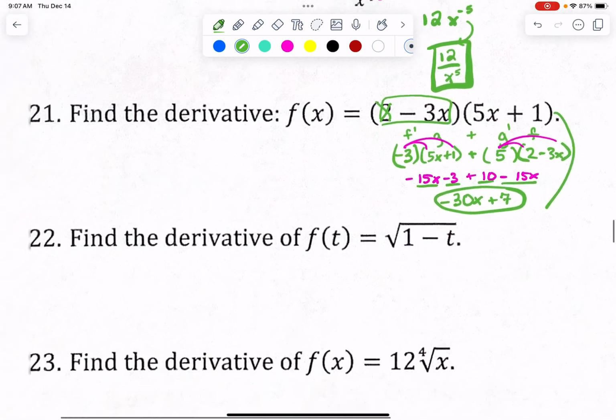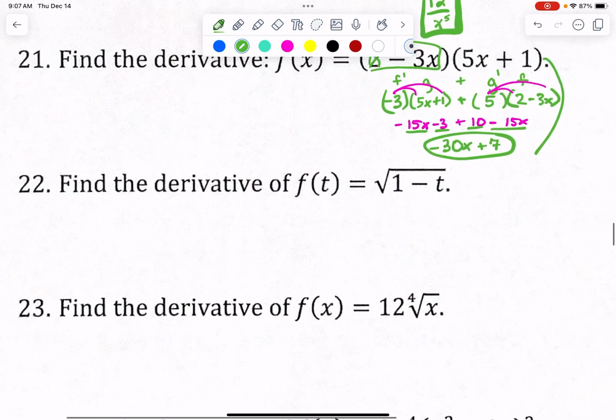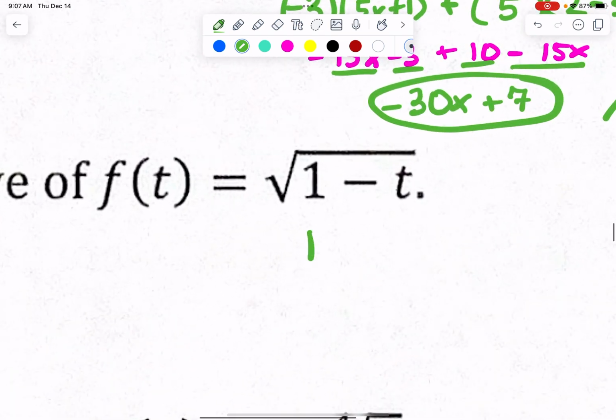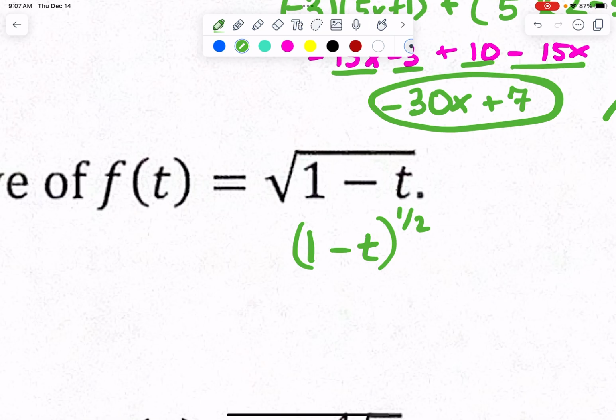Whatever. Okay, find the derivative, 22. This guy is 1 minus t to the 1/2 power. That's what the square root does, okay? So this one is one where I have to use the chain rule. Chain rule is for composite functions. So this 1 minus t is trapped underneath the 1/2 power, or underneath the square root. So that's when I know I need to use the chain rule.